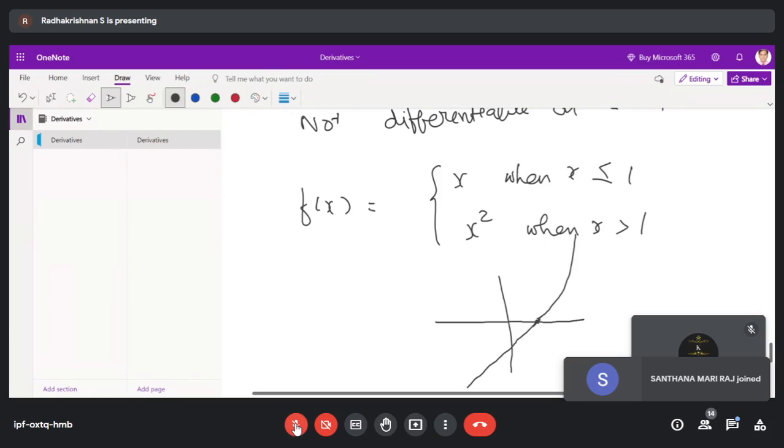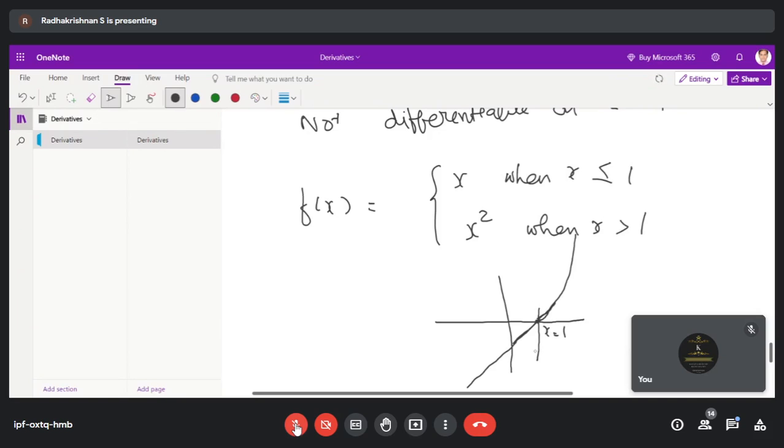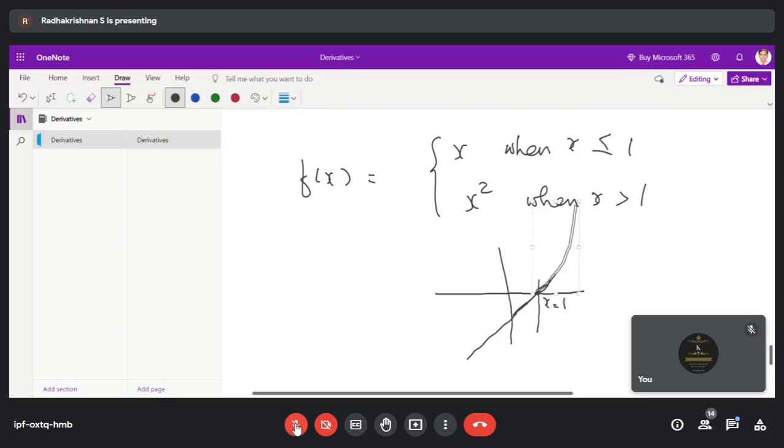But if you see, the rate of change is different on the two sides. So is it differentiable at this point? No, sir. Because the rate of change is different on both sides. It is not differentiable at that point. In the same way, if we work it out, we can see that you will get the rate of change as 1 on the left hand side and 2 on the right hand side.